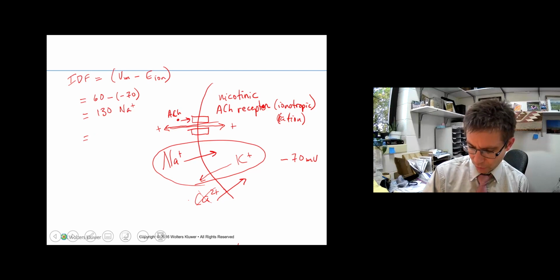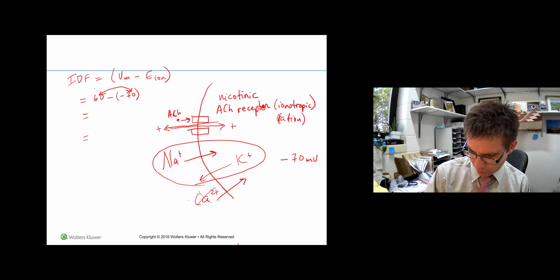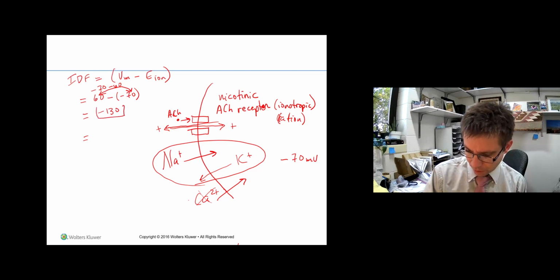Wait, I switched these around. Sorry. Negative 70 was the membrane potential, and 60 was the Nernst potential. So let me go back. It would actually be negative 70 minus 60, which is a negative 130. That's a big ionic driving force.